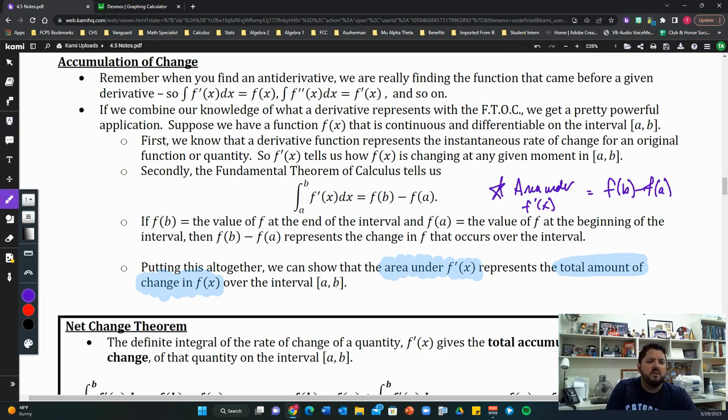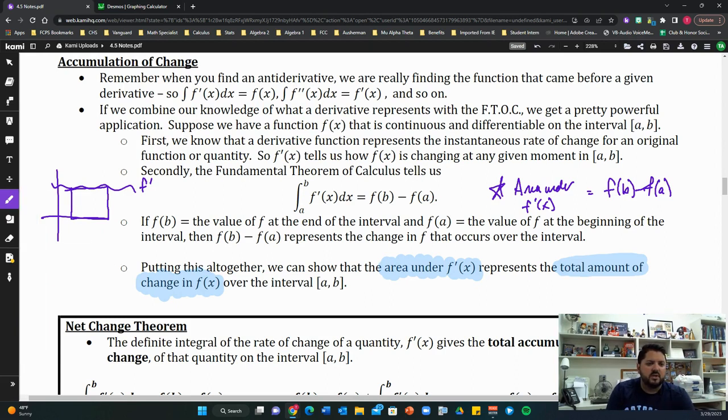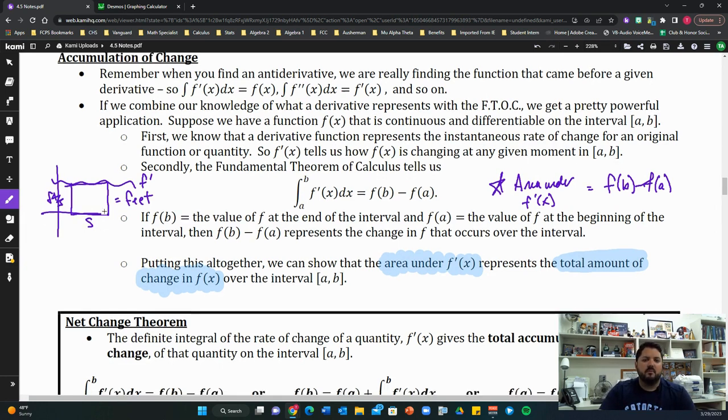So from now on, when we see a function that represents some derivative f prime, when we see that its area is being calculated under it, this goes back to the units example at the very beginning of this section. If I have feet per second multiplied by seconds, that is why this area has units of feet, because whatever the end position is minus the beginning position, that difference tells us how many feet of change we have seen in the position of that object over the course of that interval. So this is the really big, important application of the fundamental theorem of calculus.